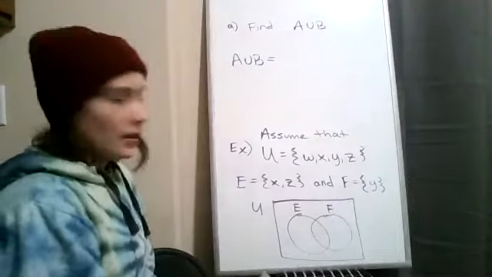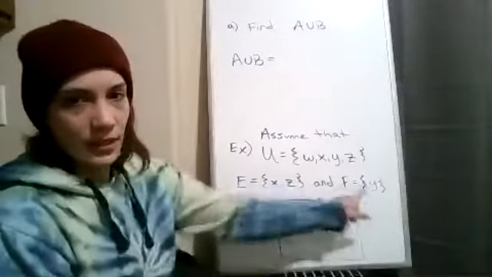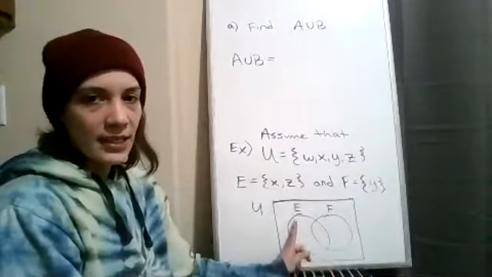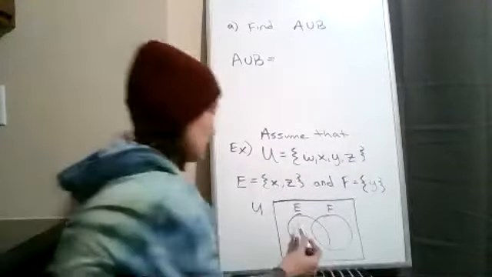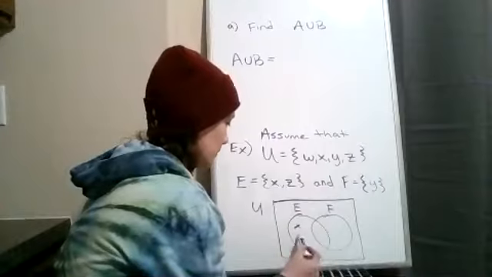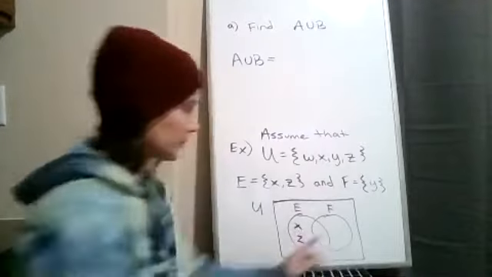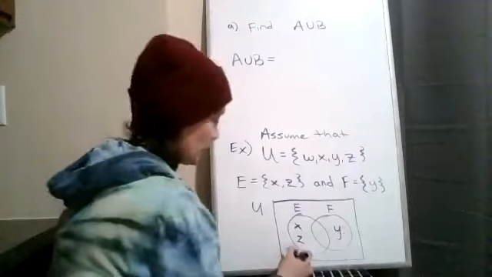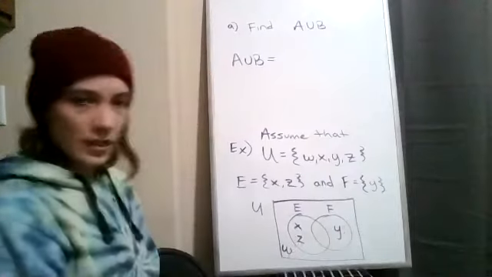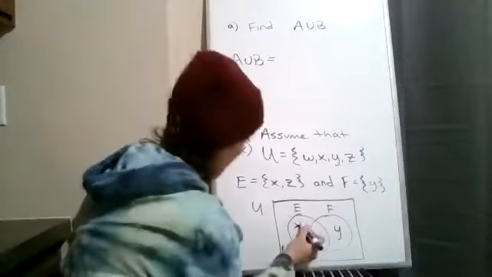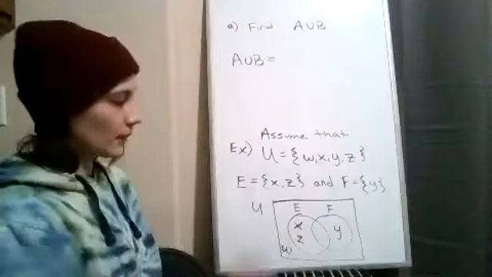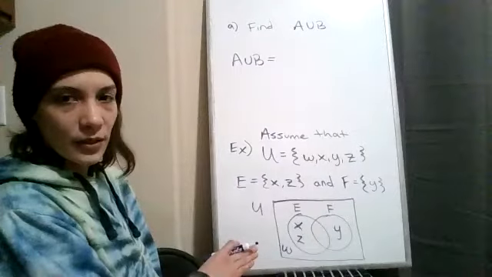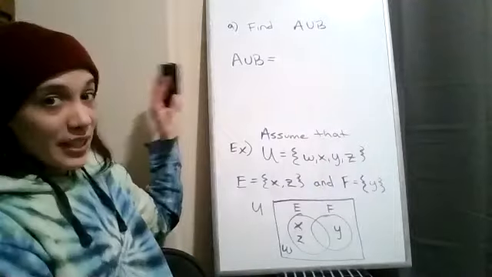Okay, so there are no elements in common, so the intersection will be empty. We have X and Z in E. Y is in F. We need W somewhere outside of each set. Okay, E union F.